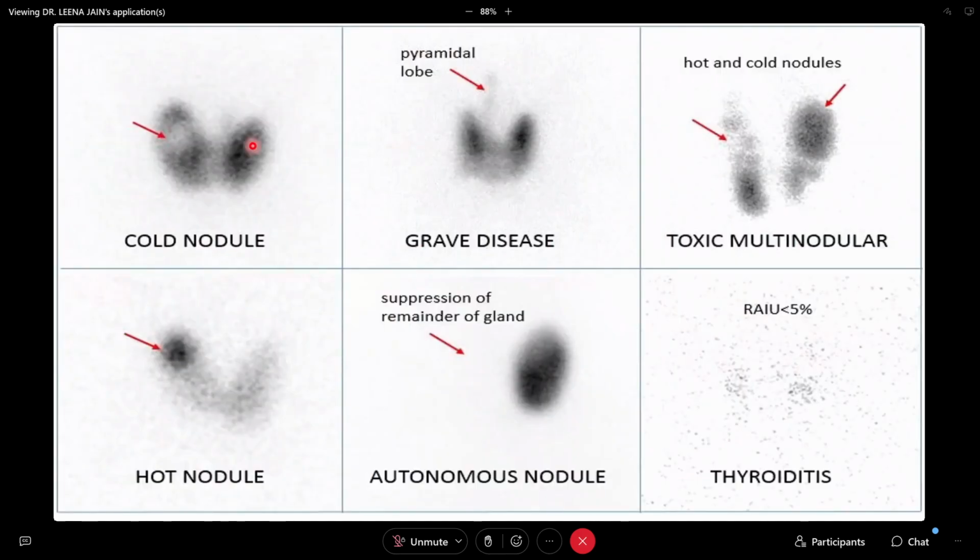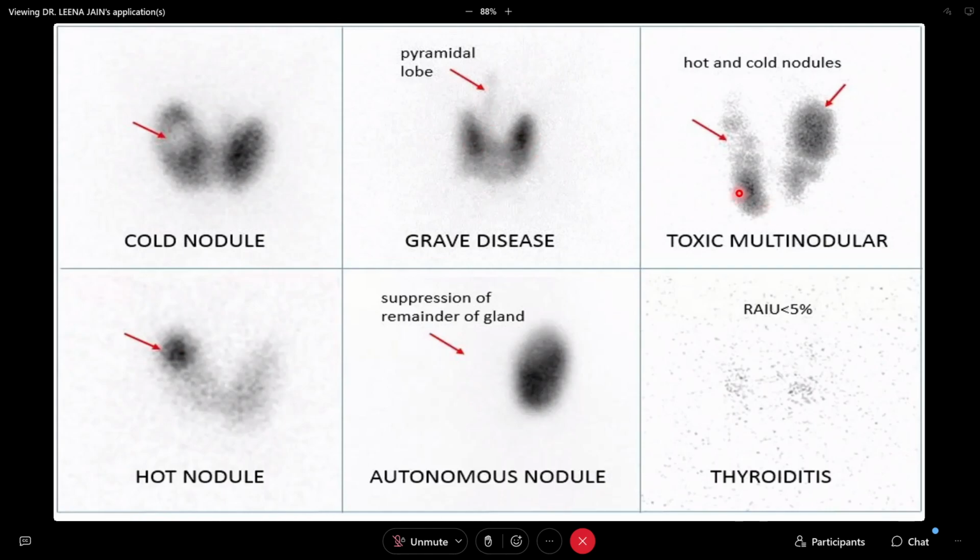So these are the different pictures where you can see there is decreased uptake, or a silent nodule. It is the cold nodule. There it is the pyramidal lobe. It is the higher uptake in these two sides. You can see there is the higher uptake. It is the Graves' disease.